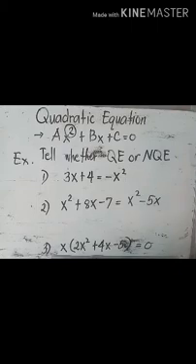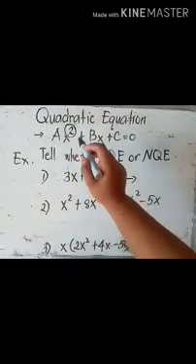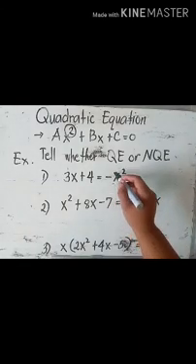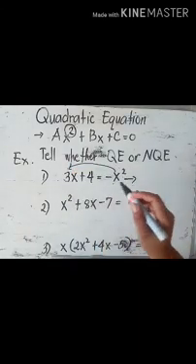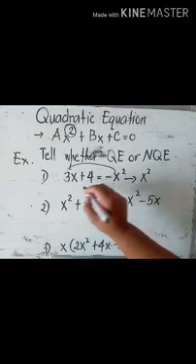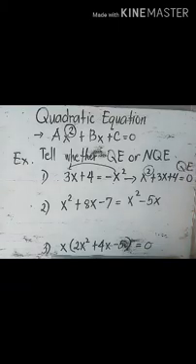The first thing to do is to arrange this equation into ax squared plus bx plus c equal to 0. So we transpose negative x squared to the left side, so it will become positive x squared. Then let's copy those terms, equal to 0. Now, what is the highest power here? It is 2. So this means this is a quadratic equation.